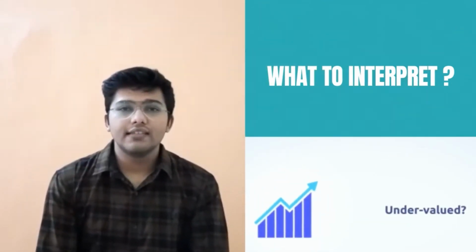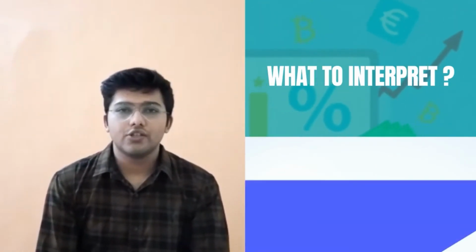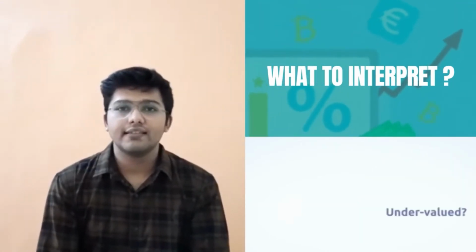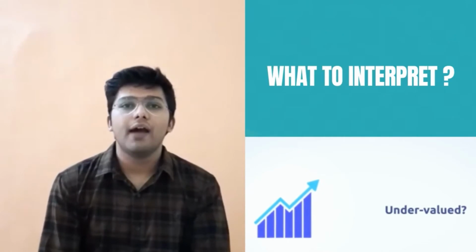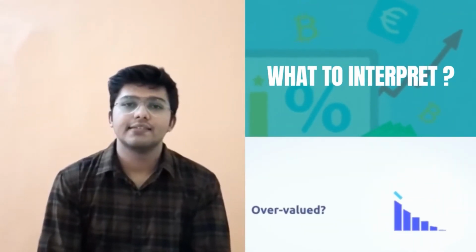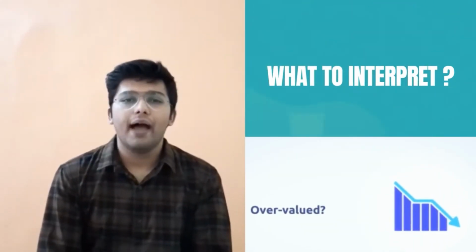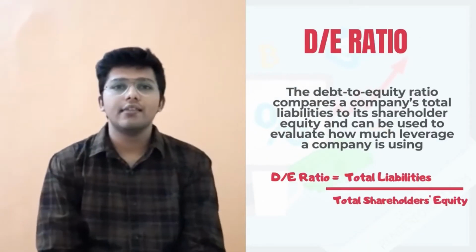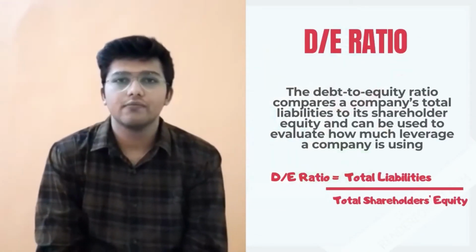However, a price to book value ratio of less than 1 also indicates that the company might have more liquid assets, for example, banks and financial institutions. The next ratio in this list is the debt to equity ratio.